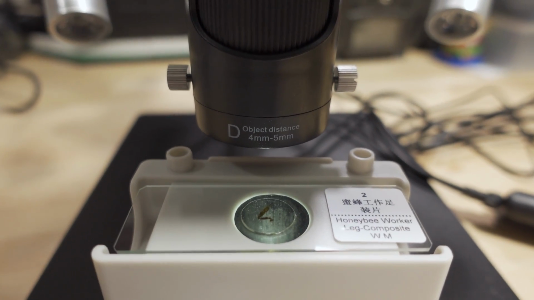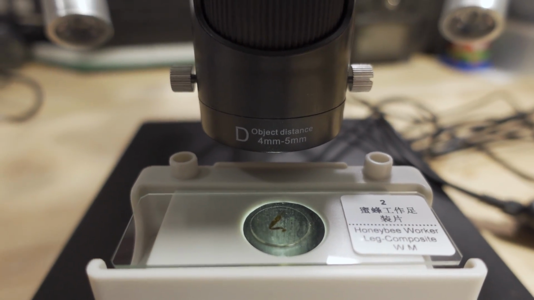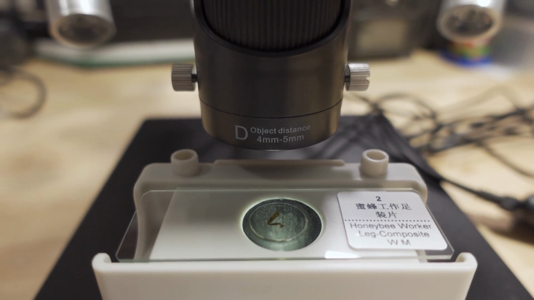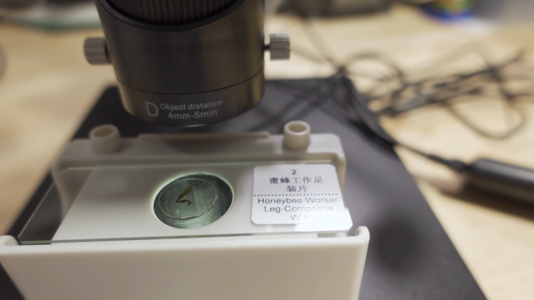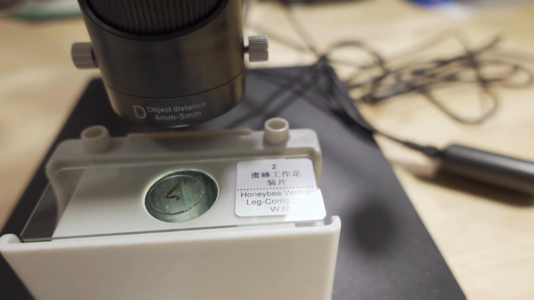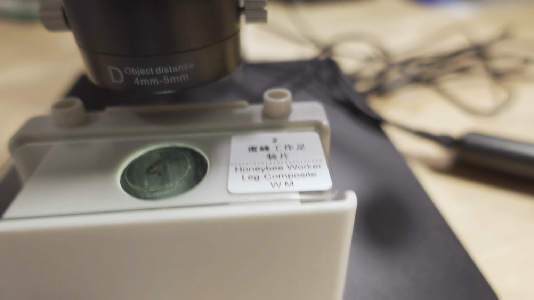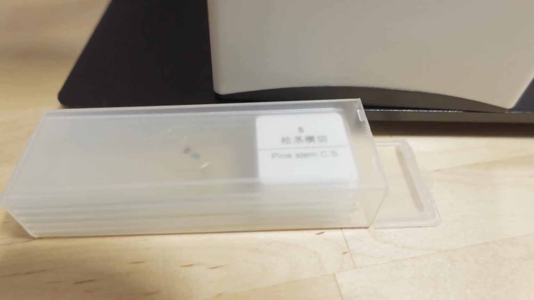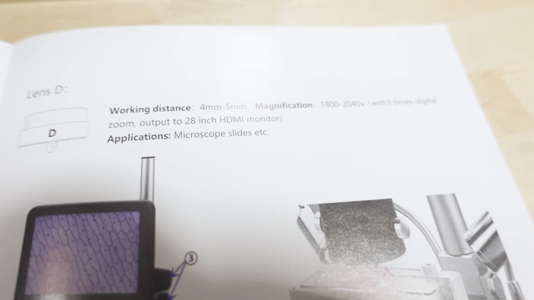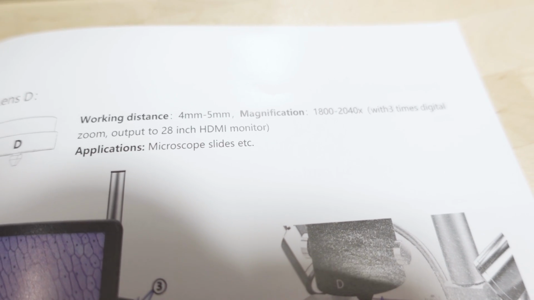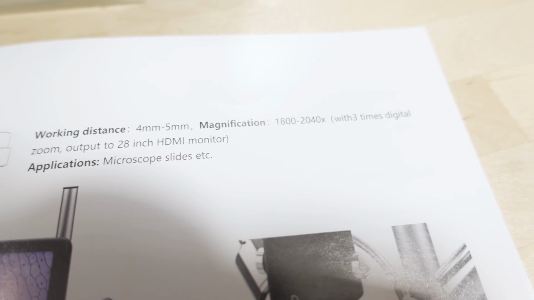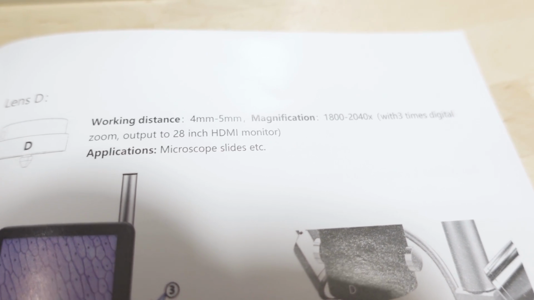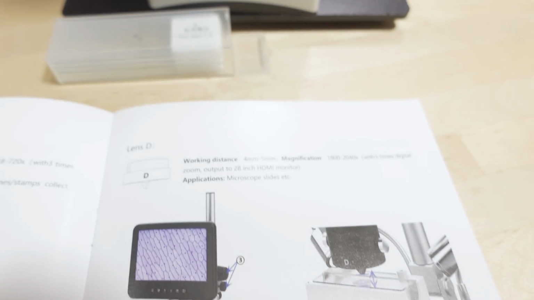Okay, so I swapped out the lens. We'll try out this lens D. It says object distance 4 millimeters to 5 millimeters. We're checking out these included slides. So this one's the Honeybee Worker Leg Composite. There's a bunch of other ones here in this little case, little samples. Now, according to the manual, the magnification on this lens is 1800 to 2040. So yeah, it's gonna get really detailed.